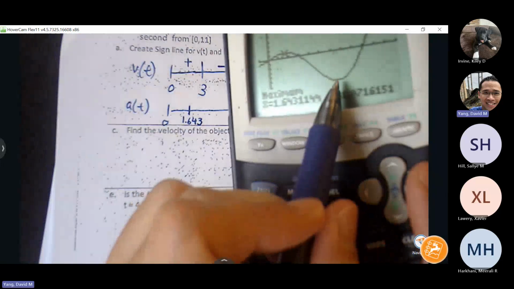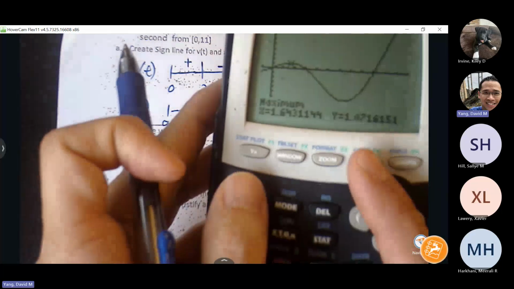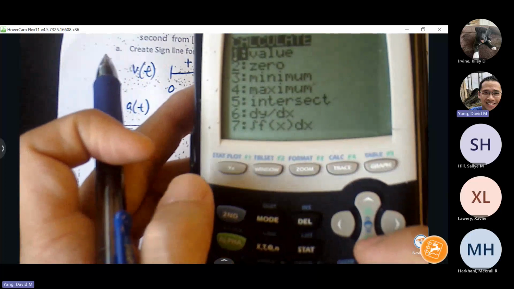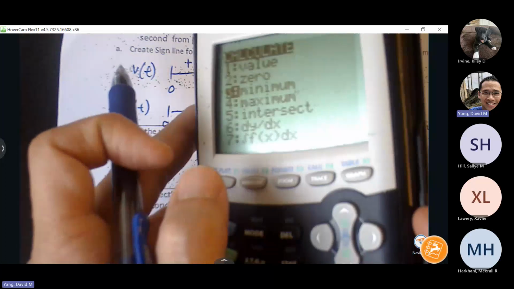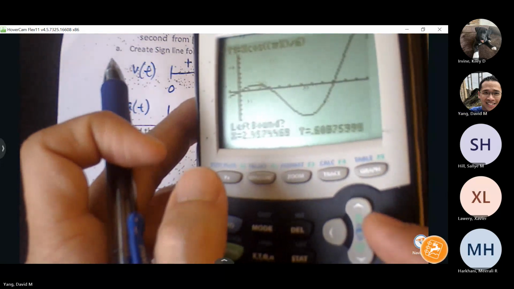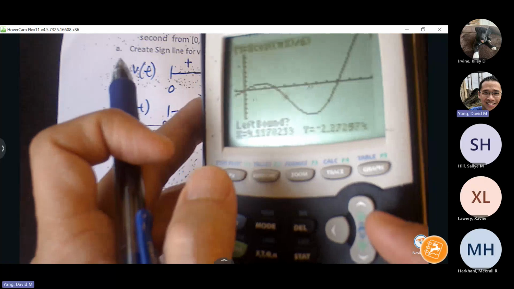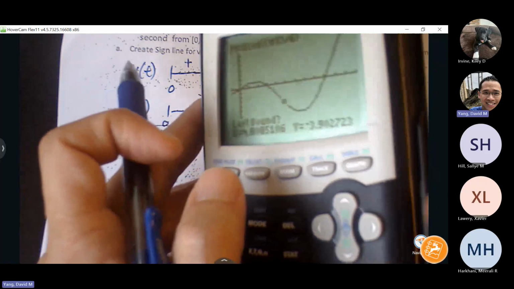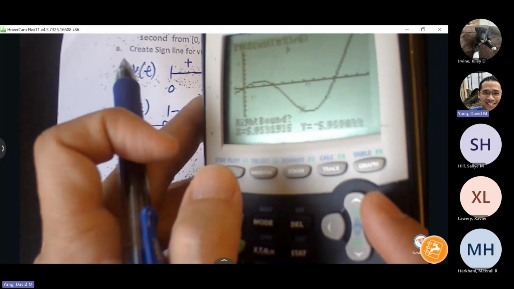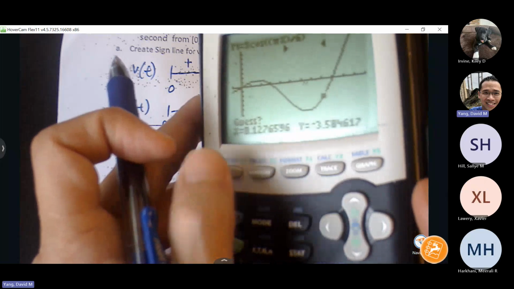Okay, so now I want to find a relative minimum here. That's also a POI. So now I'm going to do second trace minimum, option 3. So now I'm picking a point to the left of my relative minimum. Hit enter. Pick a point to the right of my relative minimum. Hit enter. Hit enter a third time.